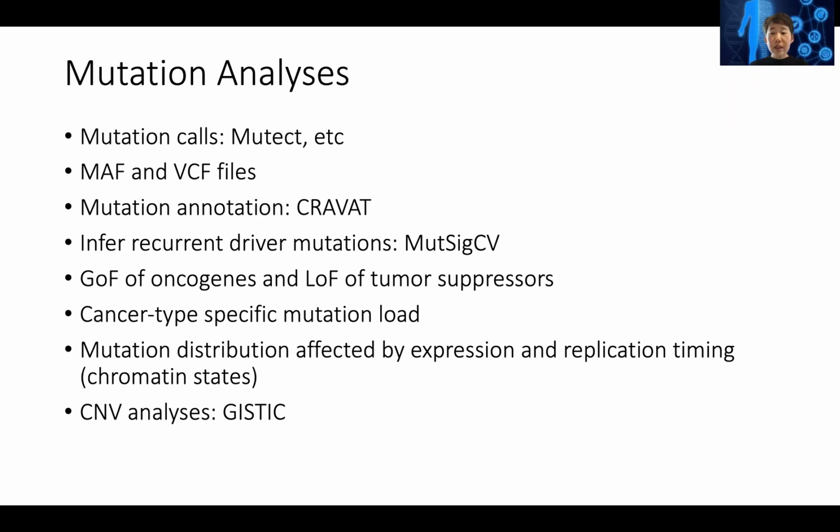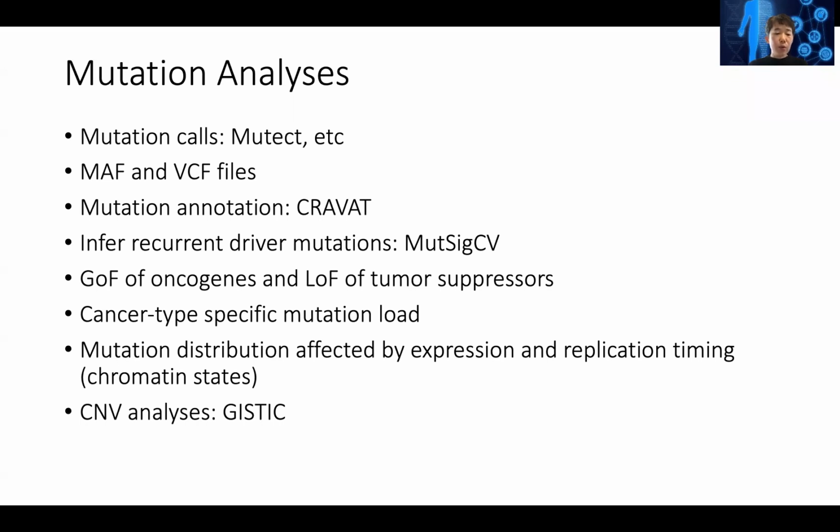Usually for students in this course, you probably don't really need to start from the FASTQs. Instead, projects such as TCGA or these genome sequencing efforts will give you the mutation calls in a MAF file or a VCF file, and you can just take that for the downstream analysis. In order to really annotate the mutations, you can use algorithms such as CRAVAT to see what's the consequence of those mutations.